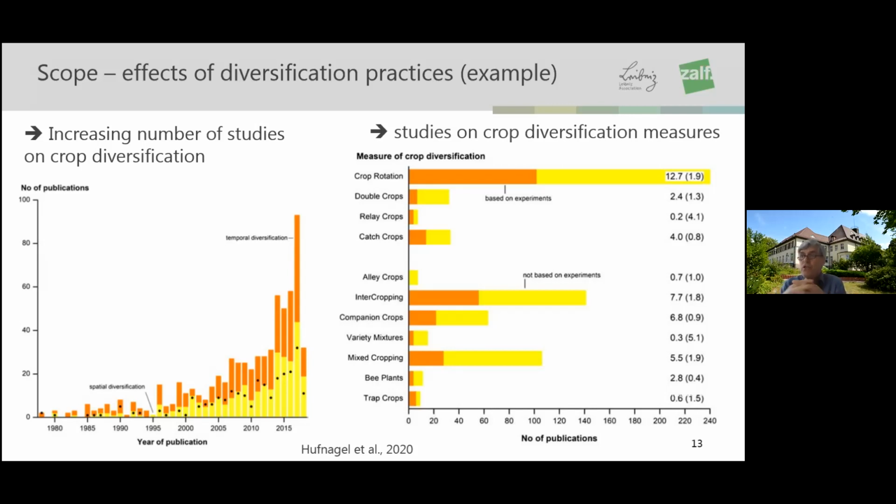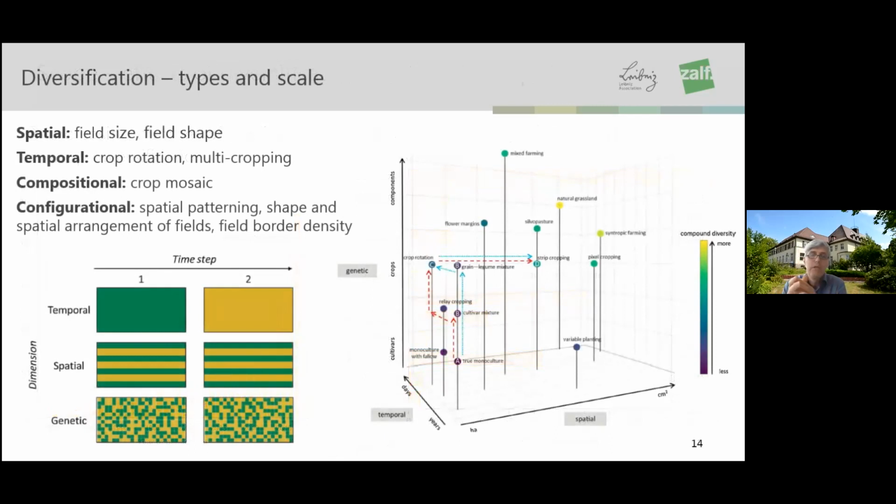Apparently, there is a challenge to set up those experiments, and there's also a challenge in generalizing from these experiments because there are very site-specific conditions that come into play, and these experiments are very multifactorial and difficult to set up and to gain general information out of. Because the whole concept of diversification is not new, but it is very diverse in what people actually understand under diversification.